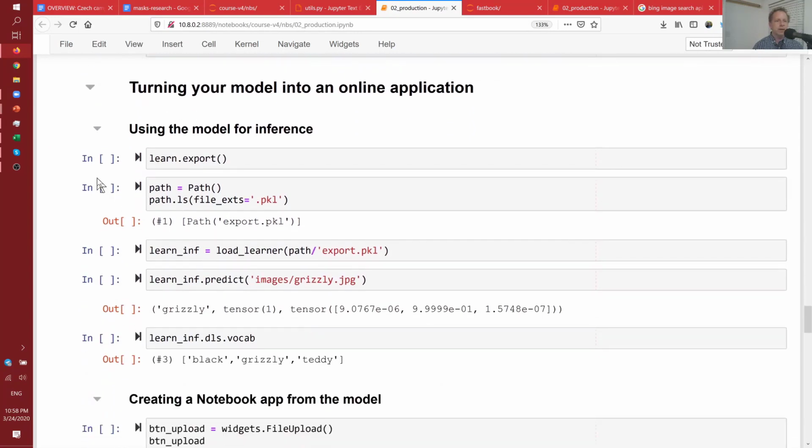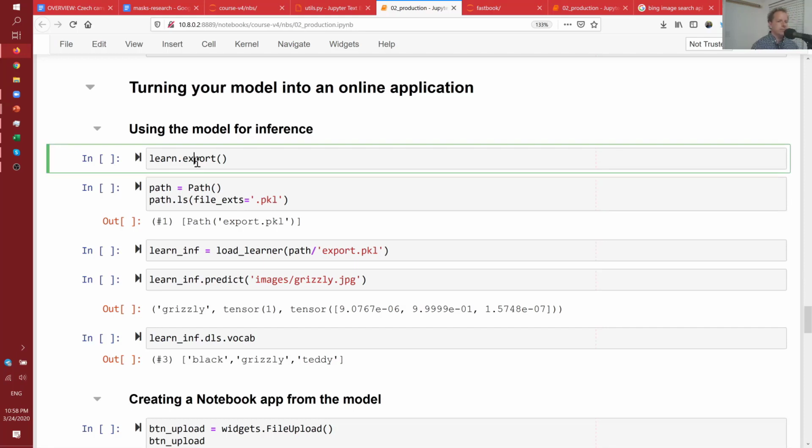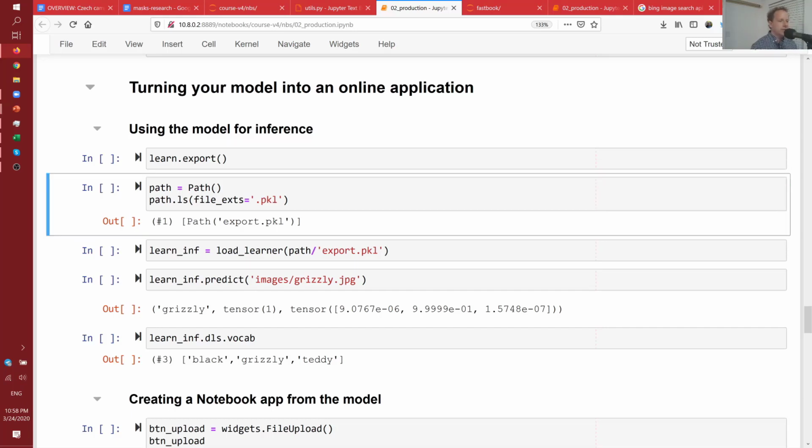Let's focus on how we then get this into production. So to get it into production, we need to export the model. What exporting the model does is it creates a new file, which by default is called export.pickle, which contains the architecture and all of the parameters of the model. So that is now something that you can copy over to a server somewhere and treat as a predefined program, right?